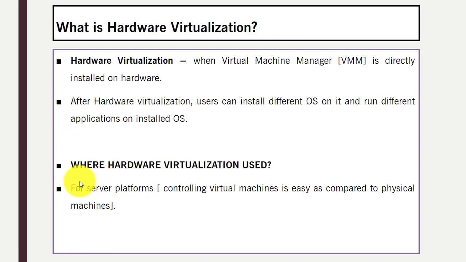Let's see what hardware virtualization is. For hardware virtualization, we need to install the VM, virtual machine manager, on the hardware. Then after hardware virtualization you can install different operating systems on it, and you can run different applications. Hardware virtualization is used for server platforms, because controlling virtual machines is easy as compared to physical machines.